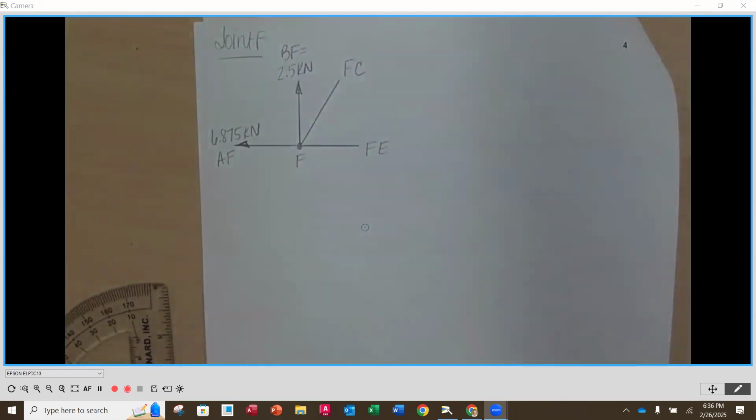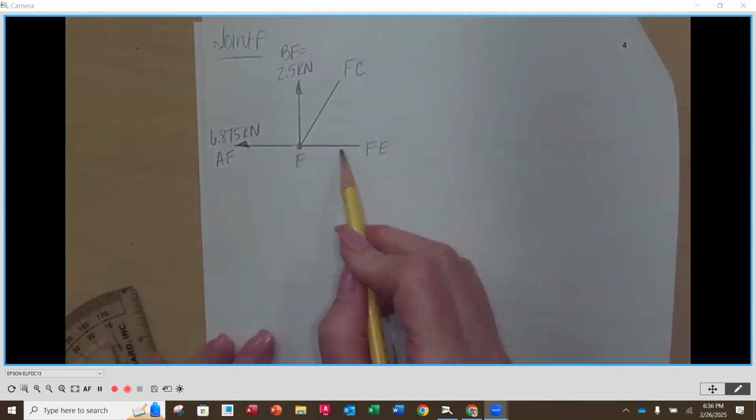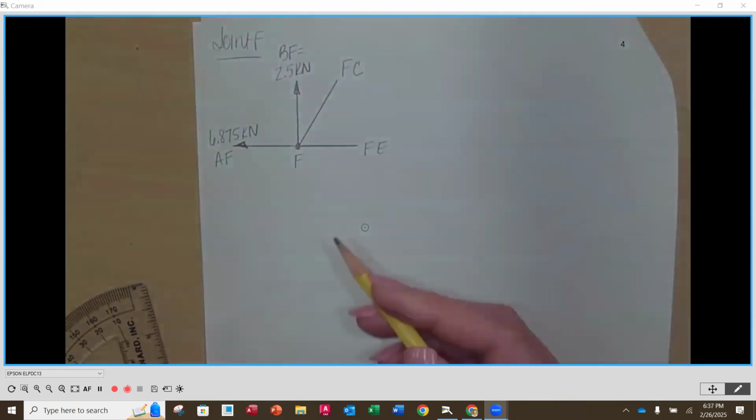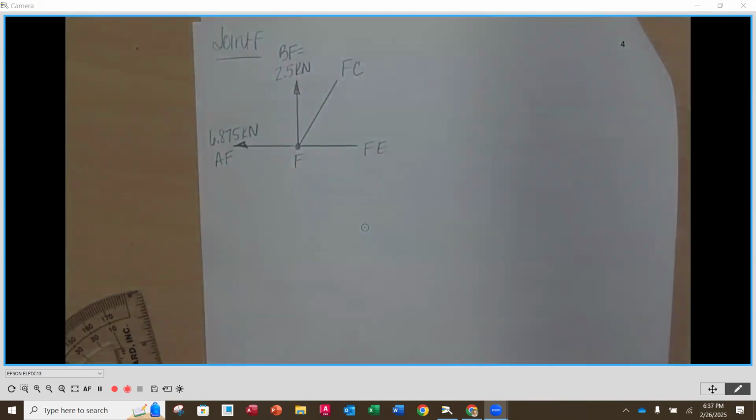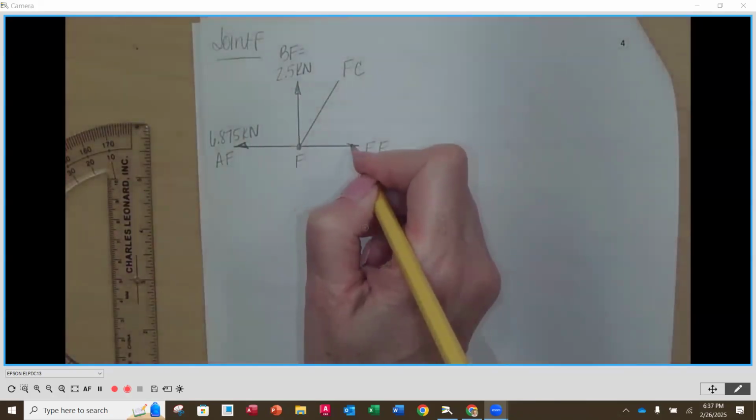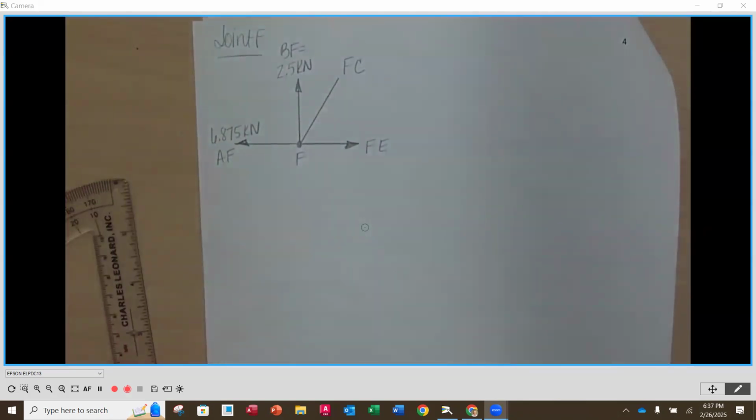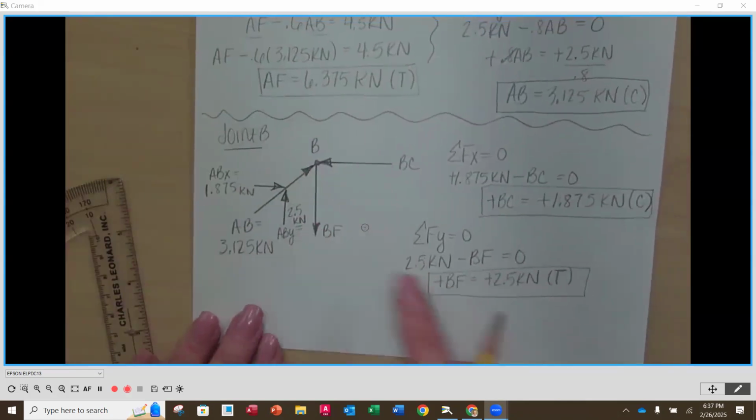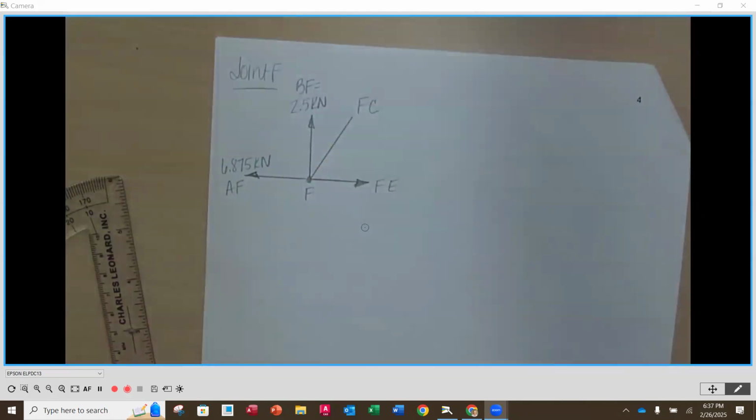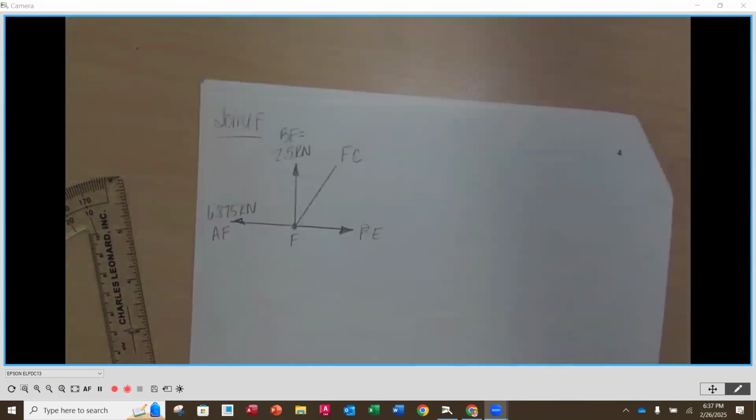We have to add our arrowheads to here. So I'm going to start with FE. I really don't know. We're gonna have an X and a Y component here. I'm thinking it's gonna go to the right. We'll see. Yeah. BF is going down. So that's what we determined on joint B. Let's remember, this was in tension on B. So it has to be in tension on F. It has to pull away, because it's going to be in tension on both joints.